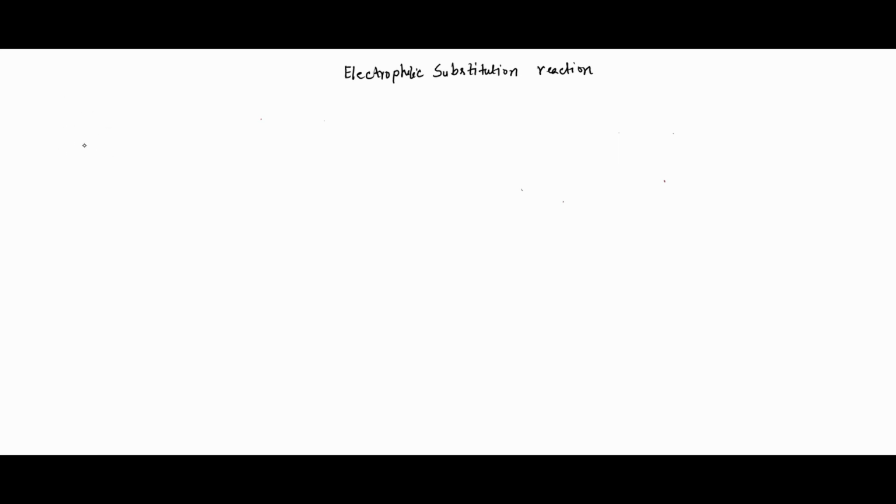So if you remember correctly, you probably have seen this before, that when we have an alkene and it reacts with bromine, it gives a product like this. And this is an addition reaction.